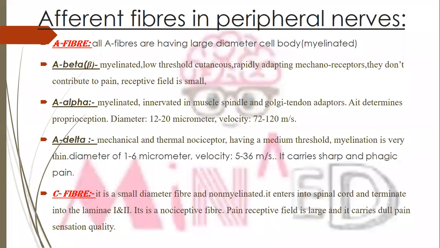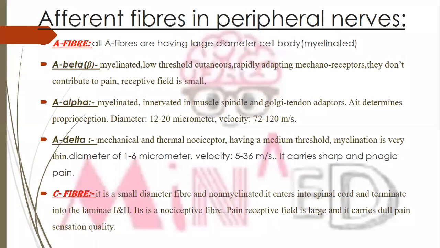The third one is the A delta fiber, a mechanical and thermal nociceptor, which is the receptor of mechanical and thermal pain, and has a medium threshold. The myelination of this nerve fiber is very thin and the diameter is 1 to 6 micrometer, that is μm, and the velocity is 5 to 36 meter per second. It carries sharp and phasic pain.